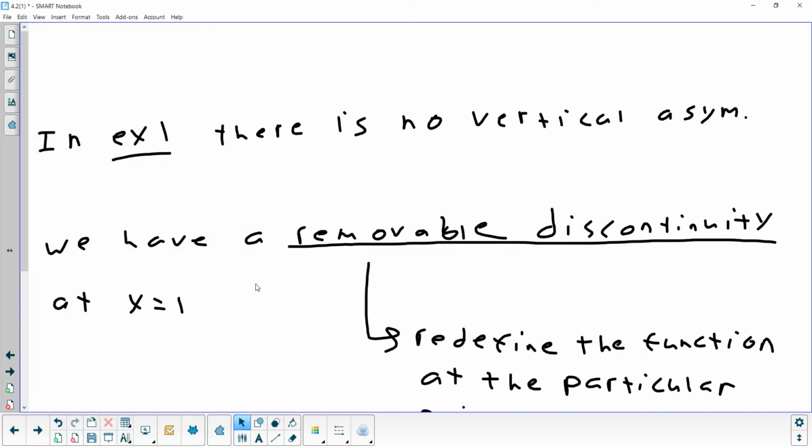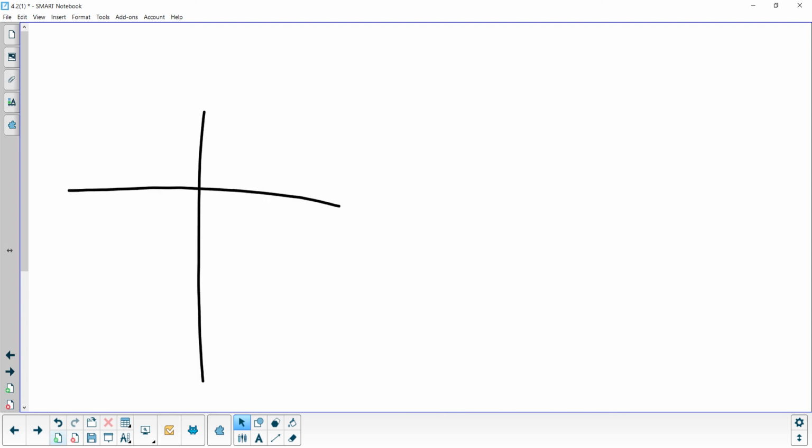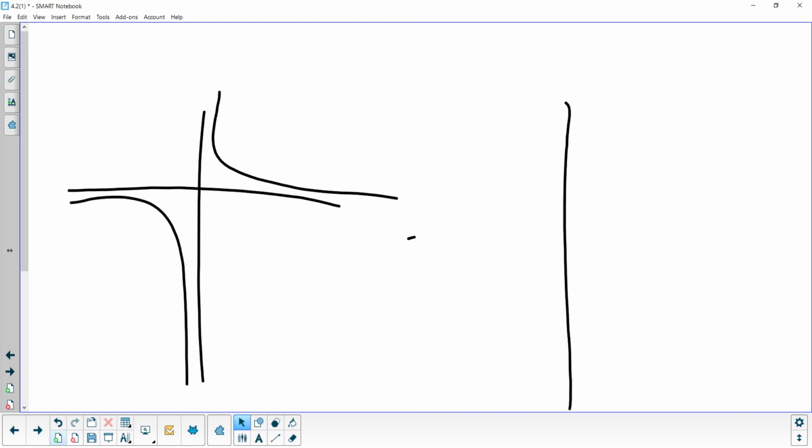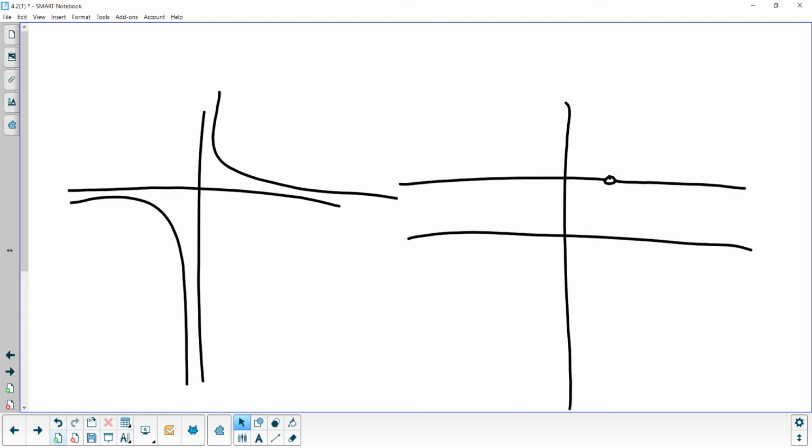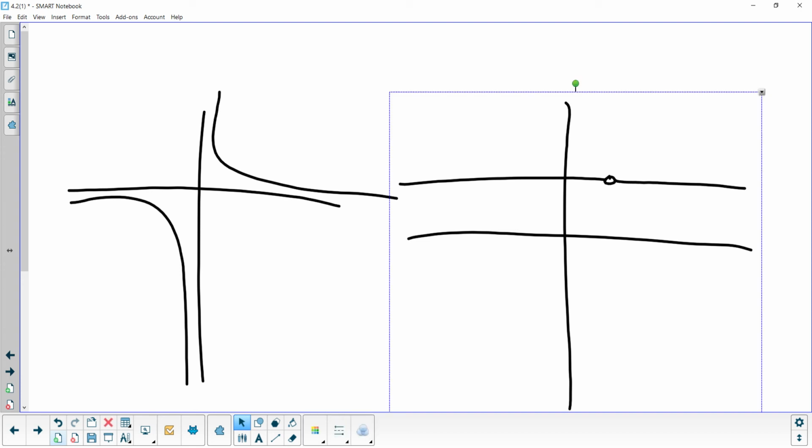And think of a removable discontinuity as a small problem. It's not even noticeable on a calculator. A vertical asymptote, that's a big problem, right? If you're trying to connect two parts of a graph and they look like this, say it goes like this and like this, that's a real big problem to try to connect those two parts of the graph, because they're not even close to connecting, right? They're going in opposite directions. But if you've got something like this, that's pretty close to connecting. All you'd have to do is fix this one little spot, and then everything would be connected.